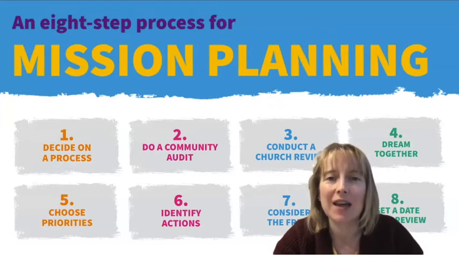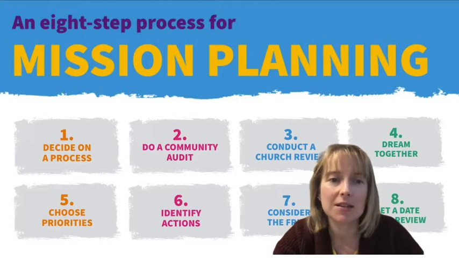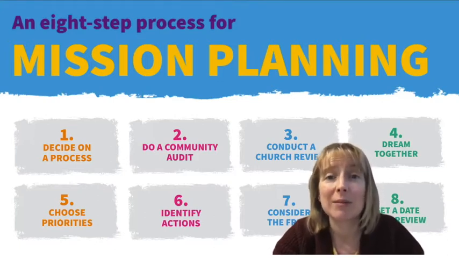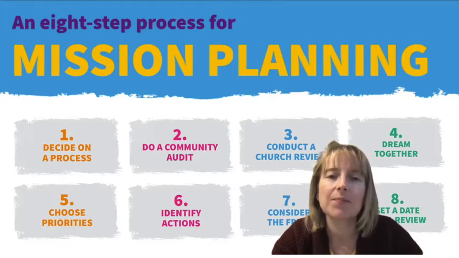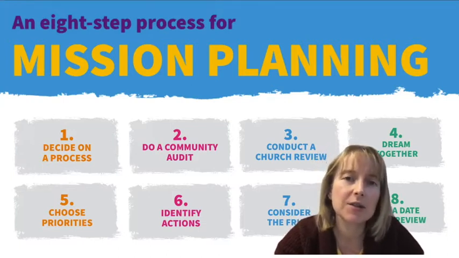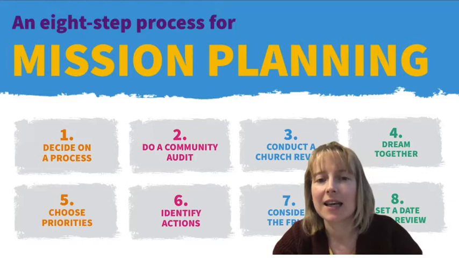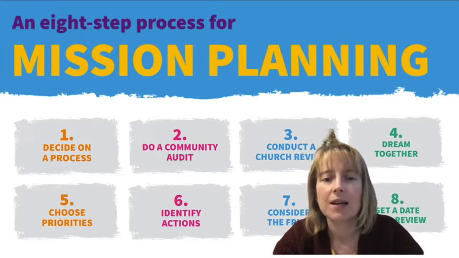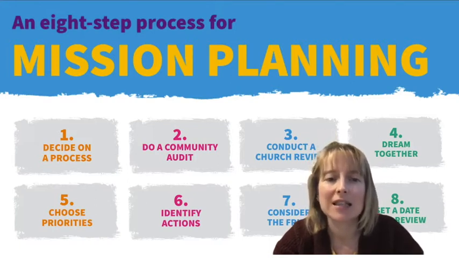Here is a summary of the 8 steps. 1. Decide on a process. 2. Do a community audit. 3. Conduct a church review. 4. Dream together. 5. Choose priorities. 6. Identify actions. 7. Consider the fruit. And 8. Set a date for a review. Let's consider them now in a little more detail.